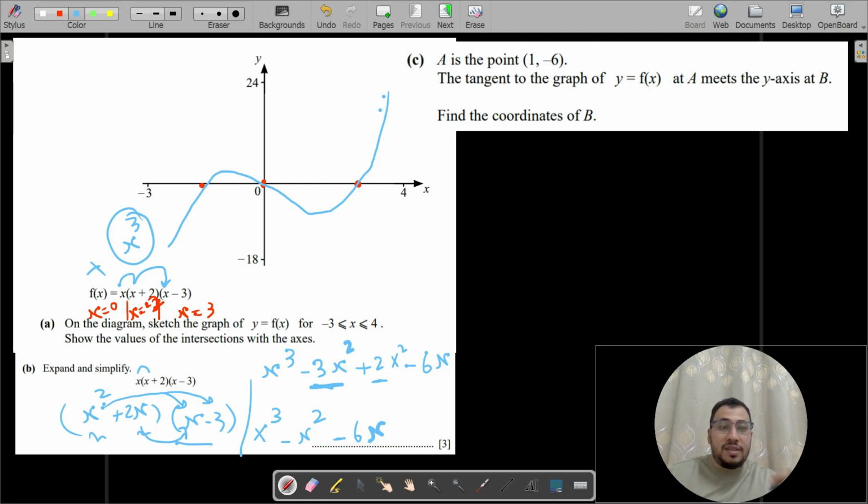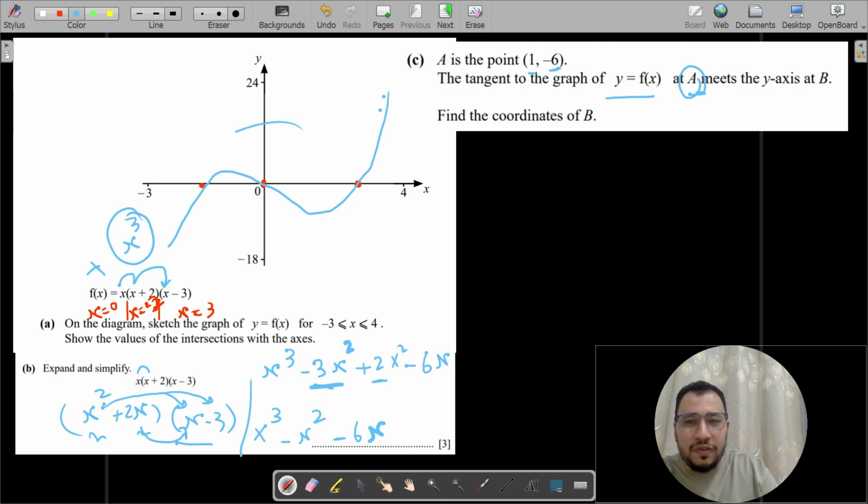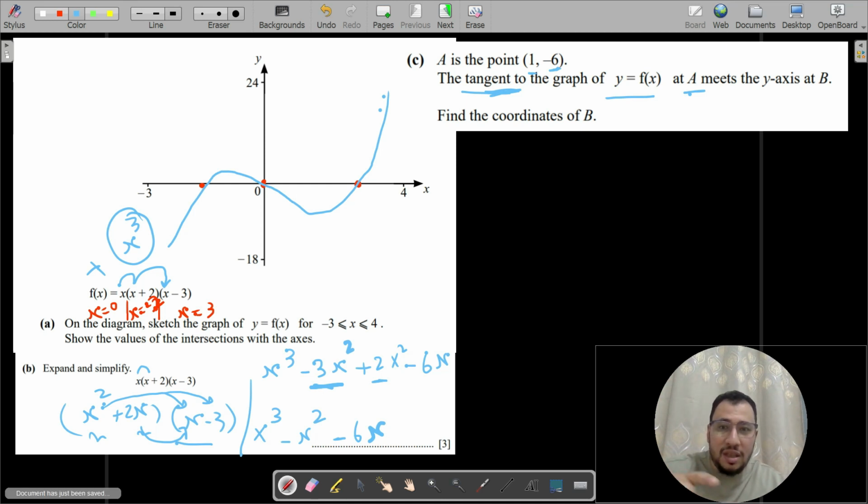Okay, let's take a look at question C. In question C here, A is at the point 1 and -6. The tangent to the graph, read carefully here. The tangent to the graph of this at A, do you know what that means? That means point A belongs to the curve we just sketched. Well, how did I know that? Because he told me the tangent at A. And we all know that tangent means a straight line which touches the curve at one point only. So that means that point belongs to the curve, which is point A.